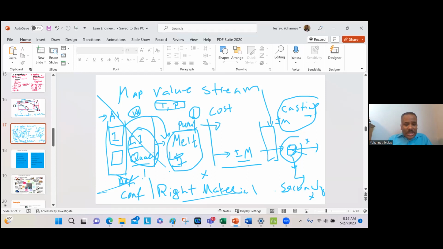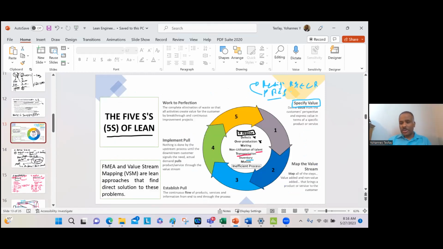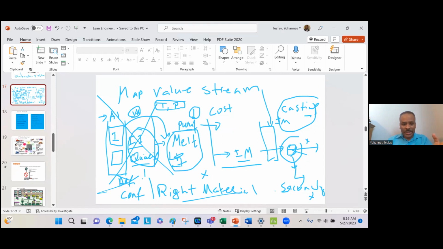To the customer. As you see here, specify value. Okay, specify value. What does the customer want? Okay, what the customer wants. Then map value stream. That's what you are doing right now. You see? Only in incoming inspection.